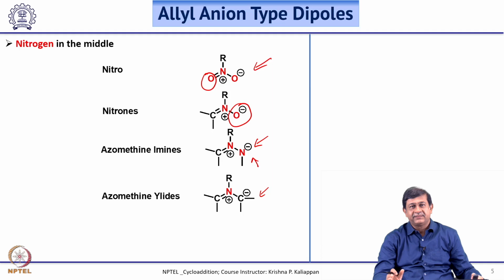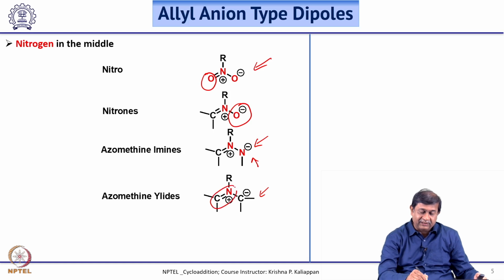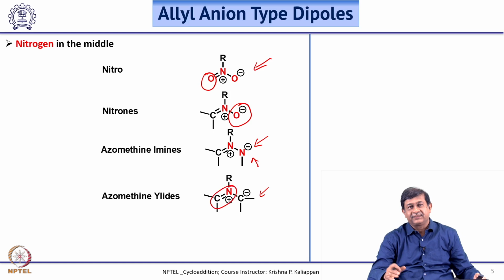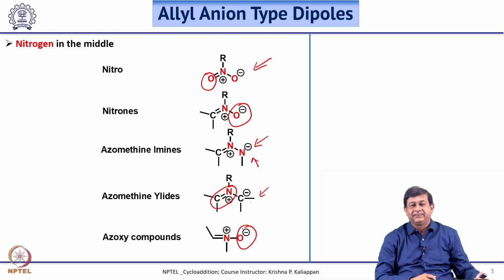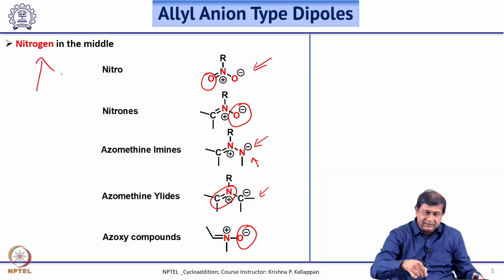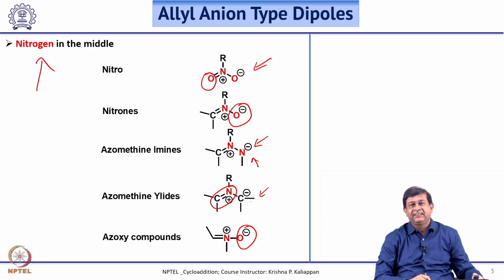You know ylide, ylide means the carbon should have negative charge and then the adjacent heteroatom should have positive charge. Okay. Normally we talk about phosphorus ylides, which are used extensively in Wittig reaction. Here it is nitrogen ylide, and the nitrogen is part of azomethine. That is why this is called azomethine ylide. Then instead of carbon, you can have oxygen. So, that is called azoxy compound. So, this allyl anion type dipole has all these dipoles, nitrogen is in the middle.